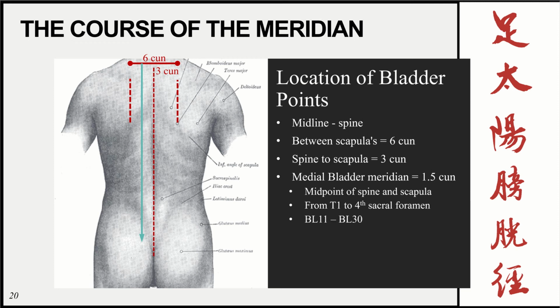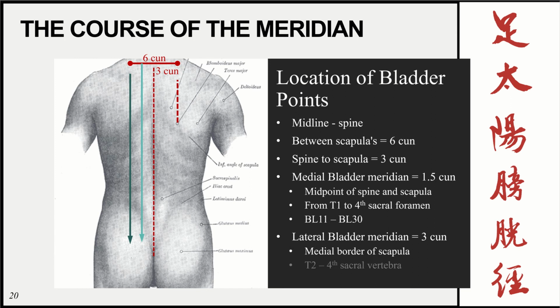And then the lateral bladder meridian runs at the 3 tun mark, which is level with the medial border of the scapula. And this one runs from T2, so one vertebra down, all the way to the fourth sacral vertebra. And just note here that it's the sacral vertebra and not the foramen like the medial bladder. And this is points bladder 41 to bladder 54.